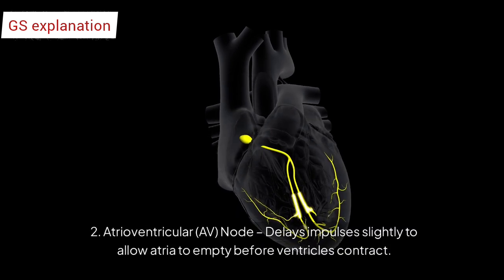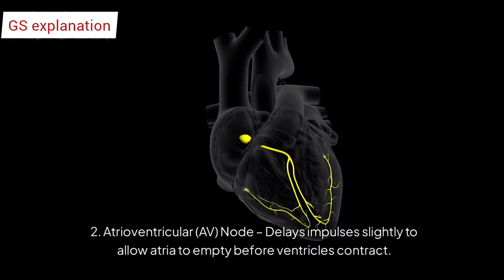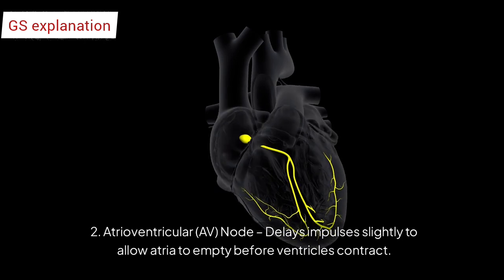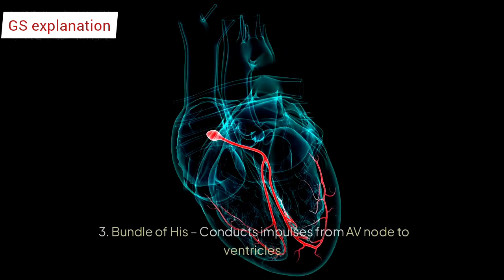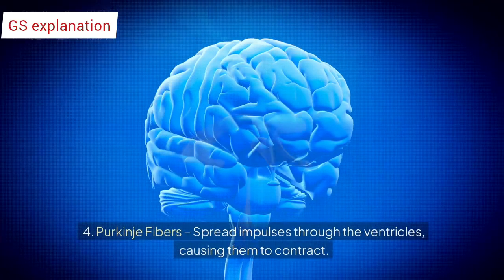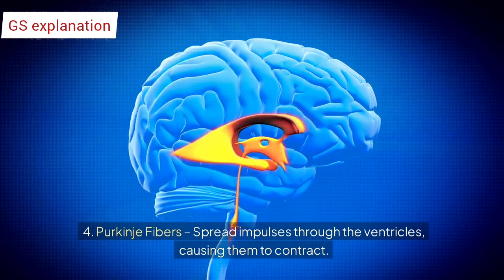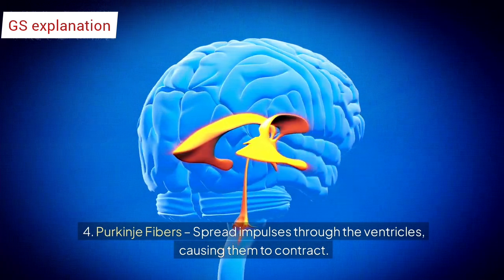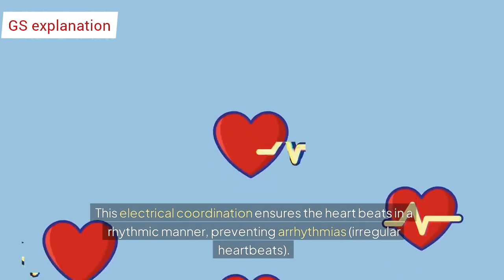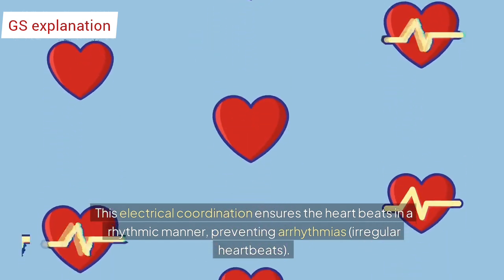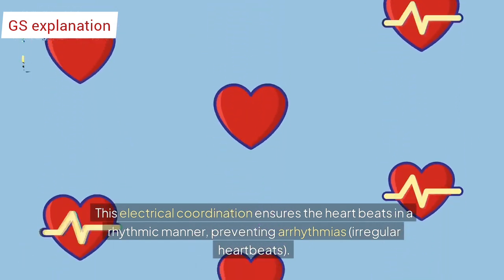2. Atrioventricular (AV) node, delays impulses slightly to allow atria to empty before ventricles contract. 3. Bundle of His, conducts impulses from AV node to ventricles. 4. Purkinje fibers, spread impulses through the ventricles, causing them to contract. This electrical coordination ensures the heart beats in a rhythmic manner, preventing arrhythmias, irregular heartbeats.